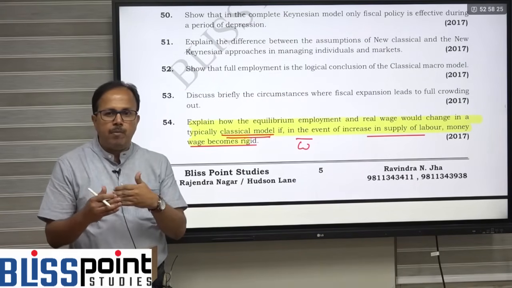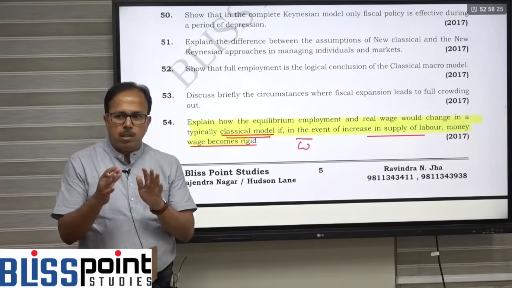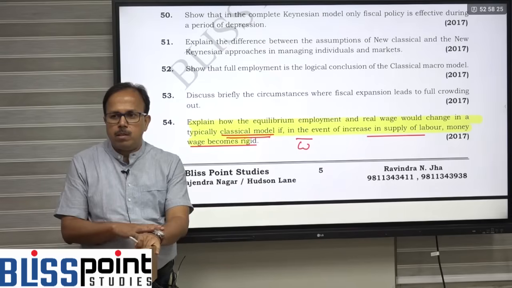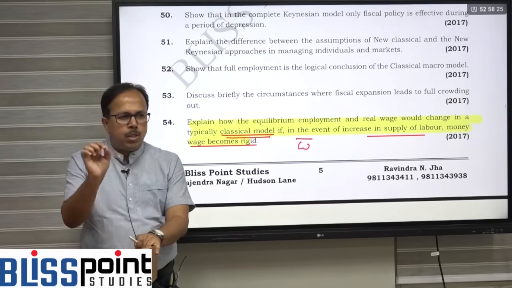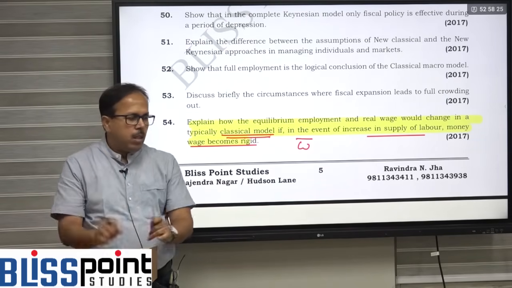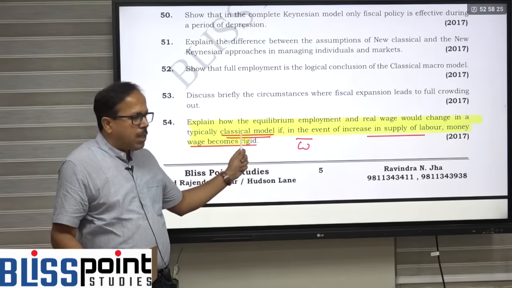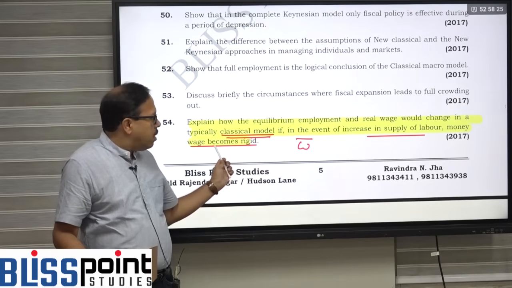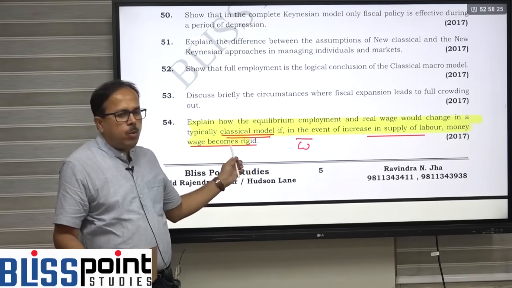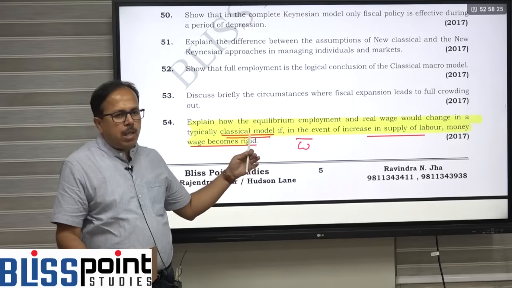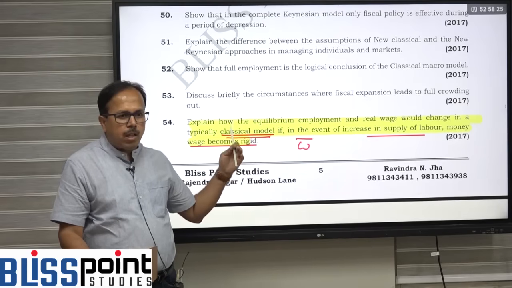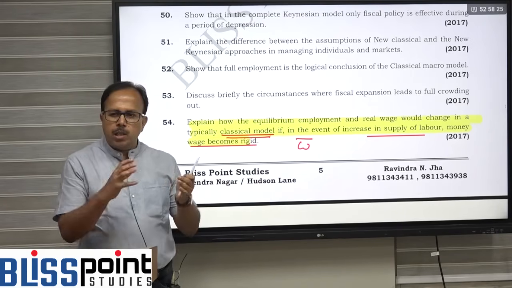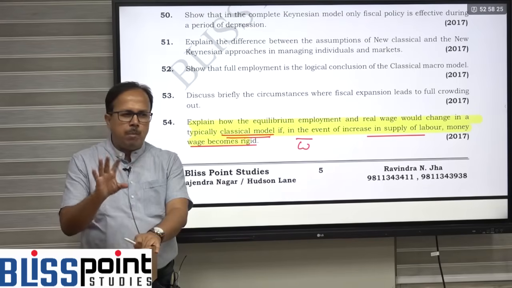So that type of applied question you can expect. It's not always the straight question ki explain the classical model. The question is referring to the classical model, but smart chain question ने क्या कर दिया, money wage को rigid कर दिया, which is an assumption of the Keynesian model. So we are using the model here, we have to explain the complete model here.